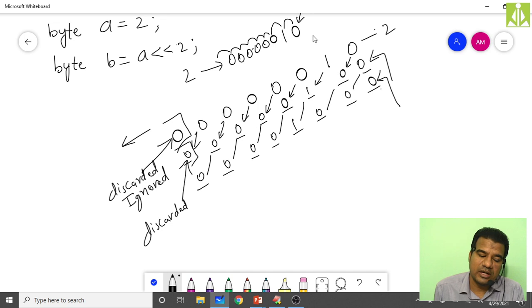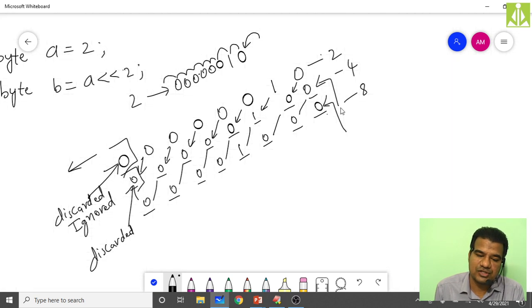When you performed the left shift operation once, the value became 4, and when you performed the left shift operation another time, the value became 8. So each time, just observe, whenever you perform the left shift operation, the actual value gets multiplied by 2. It is as if every time you are multiplying the actual value by 2. So whatever value you take, if you perform the left shift operation once, the value gets multiplied by 2.